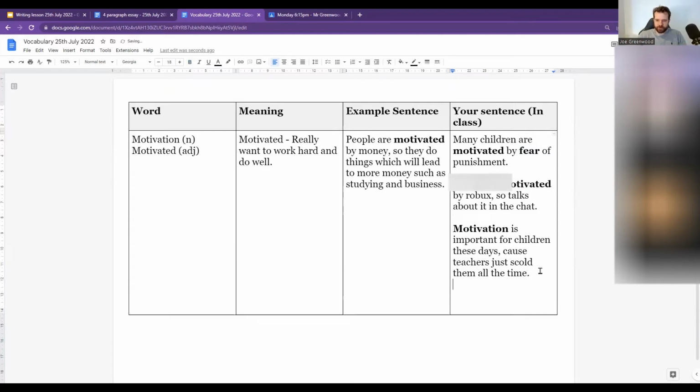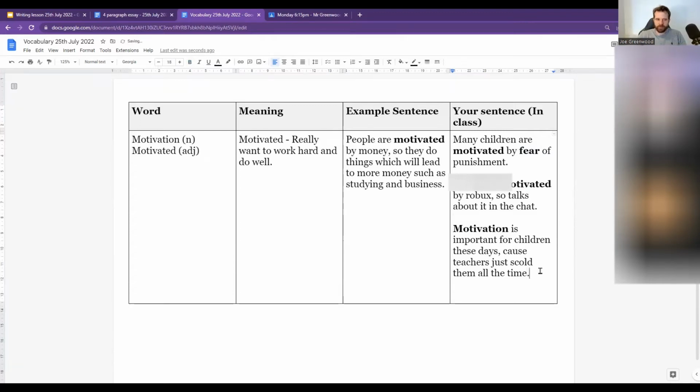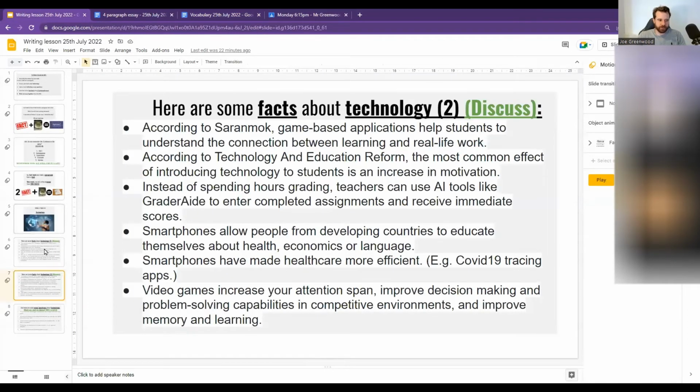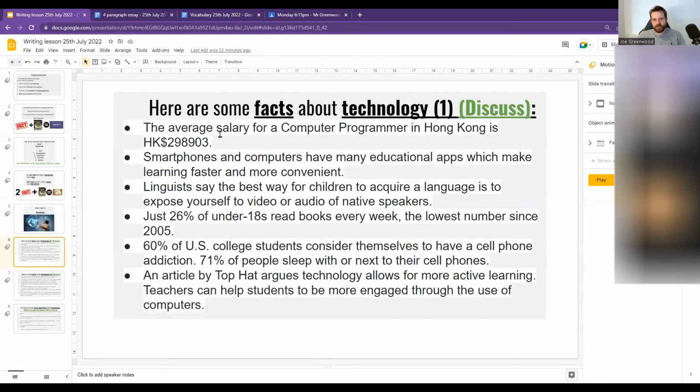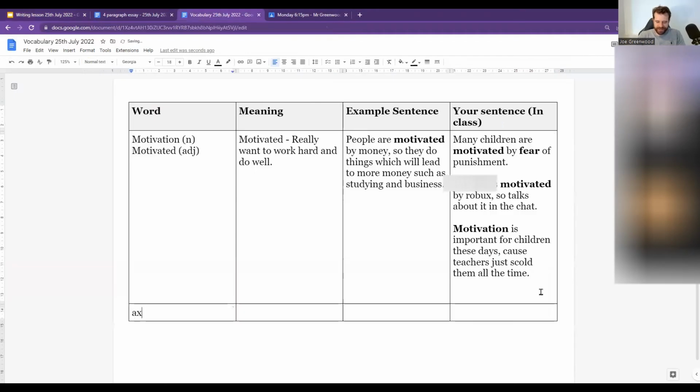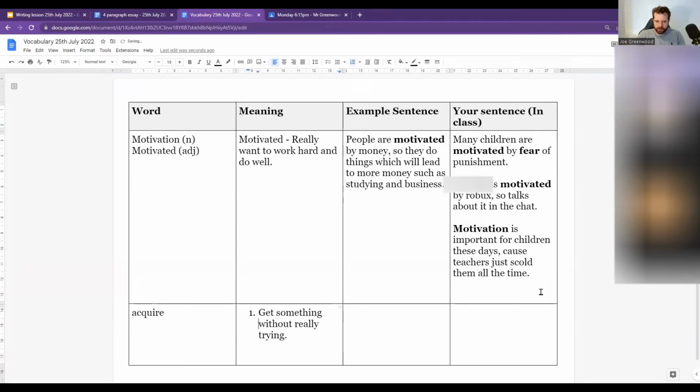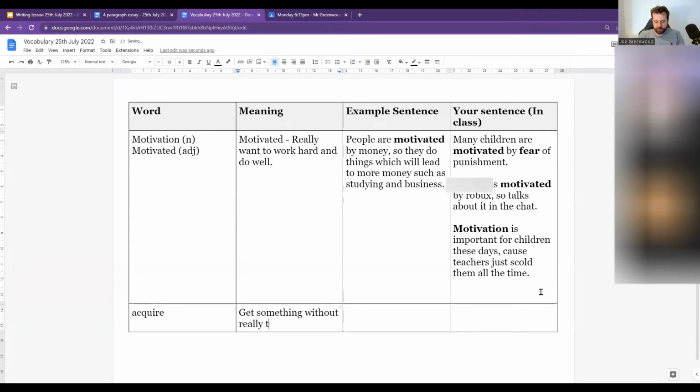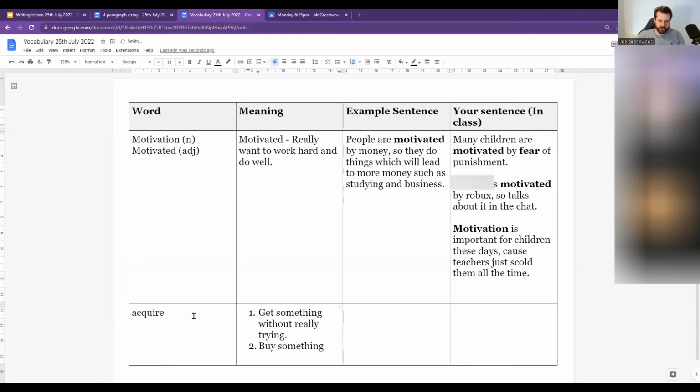So this is, okay, so the motivation. Now let me go back to the Google slides. Most of my classmates. Were there any other words on this page that you would like me to put in the vocabulary? Acquire, okay, good, acquire is a good word. It means get something without really trying. That's number one. Or number two is buy something. There's two meanings of acquire as a verb.